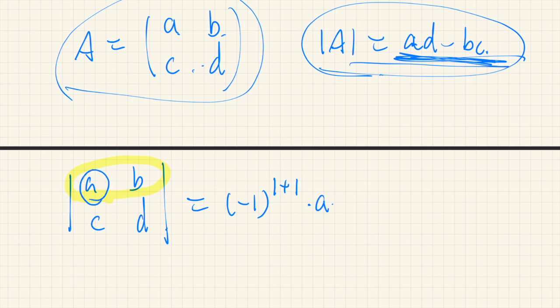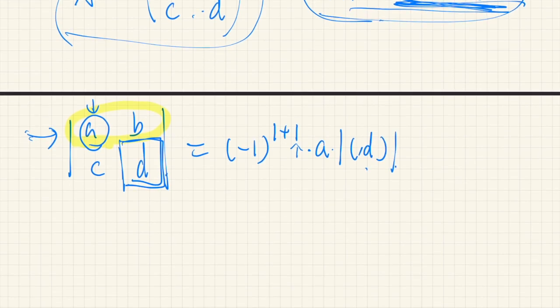And the determinant of the smaller matrix is this part. We remove the ith row, in this case the first row, and here j is 1, so we remove the first column. So the remaining part is only this element, the matrix made of only D. So this is the first term.